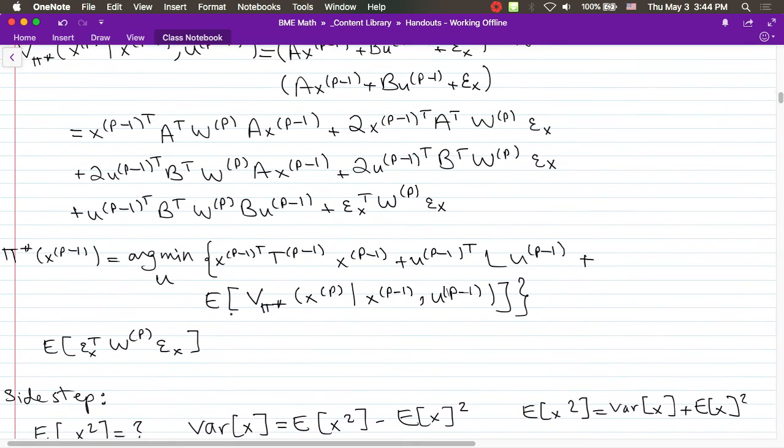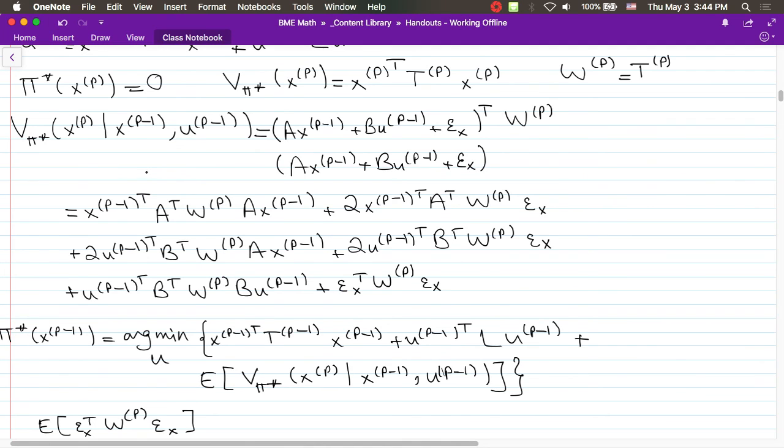So if I go back now to my function, what I want to do is minimize the sum of x transpose Tx plus U transpose Lu plus the expected value of this quantity. Well, the expected value of this quantity, this goes away, this goes away, this doesn't go away, but it has no U's in it. So that's fine. This is exactly the problem that I just solved for you without noise. So adding noise to the problem did not change the solution, because the noise that I added did not depend on U.